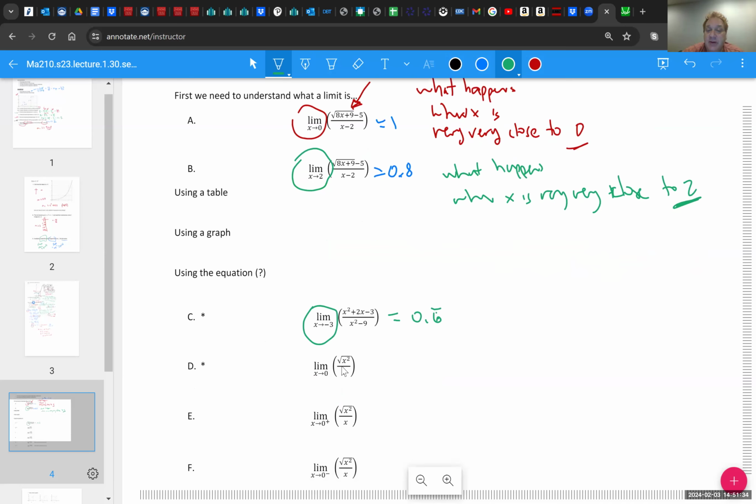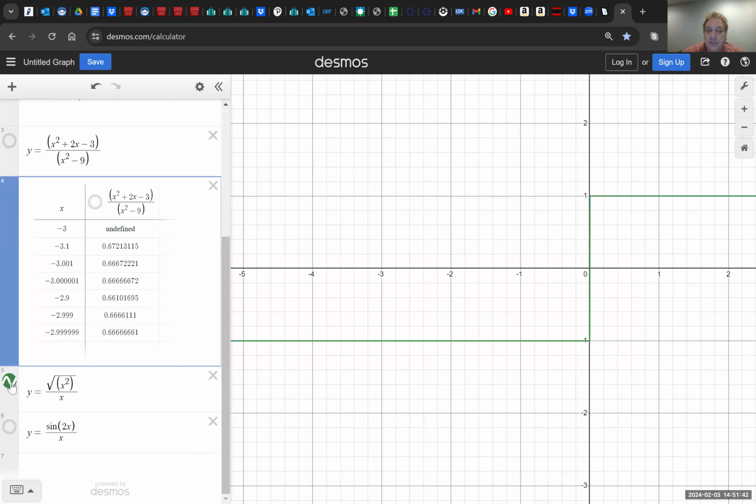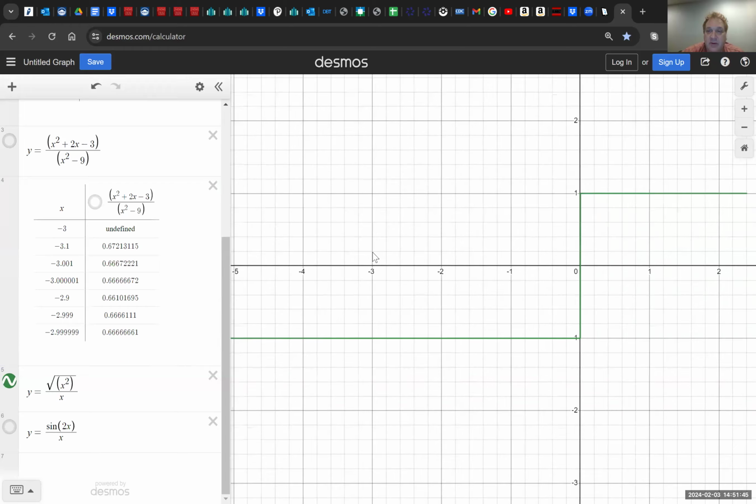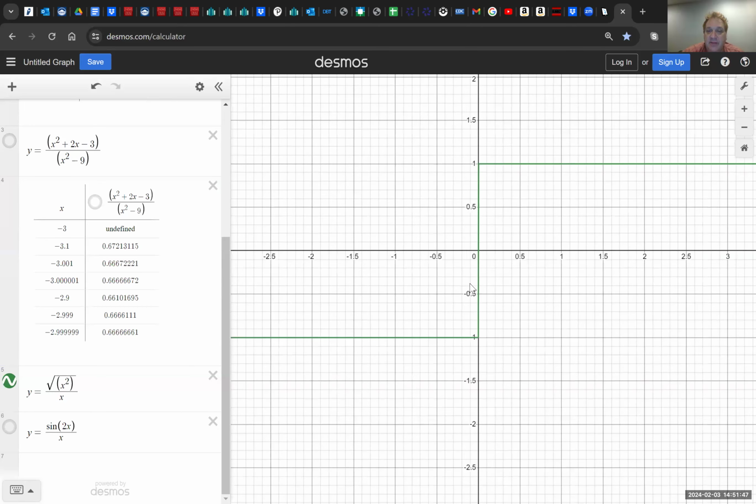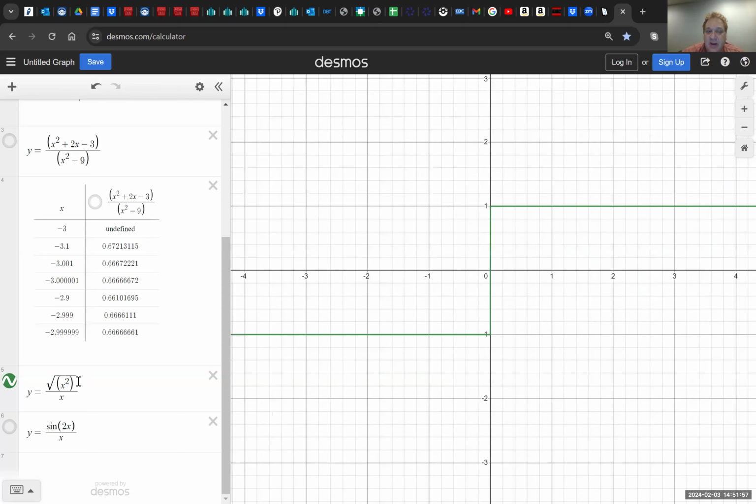We have the square root of x squared divided by x. Turn off this one and turn on this one. Okay, so here's what the graph looks like, kind of a sawtooth graph. If you can see it, it's in green here. It kind of goes flat, and then it zips up here, and then it goes flat like here. So that's what the sawtooth graph of the square root of x squared over x looks like.